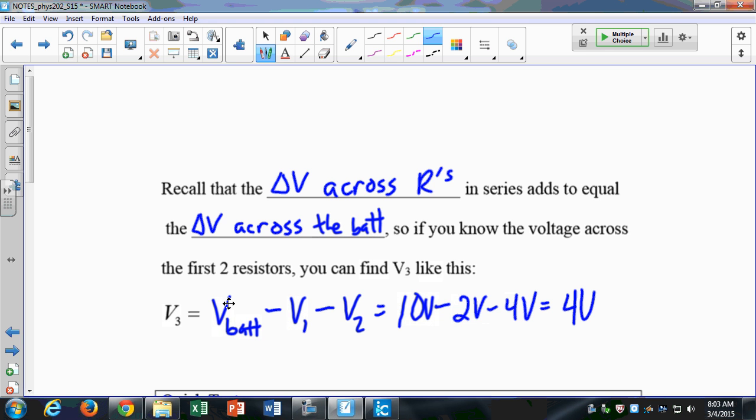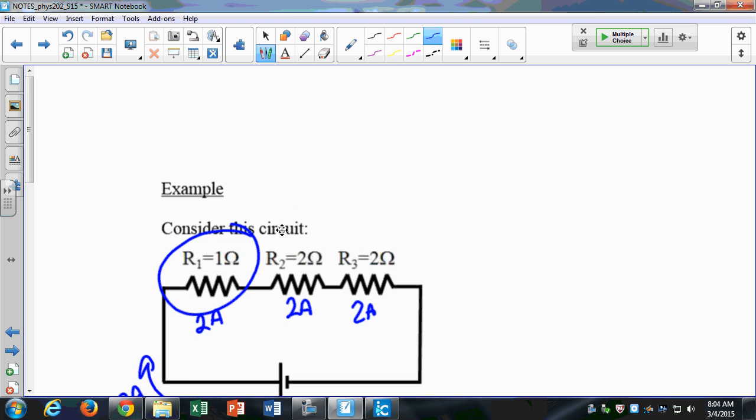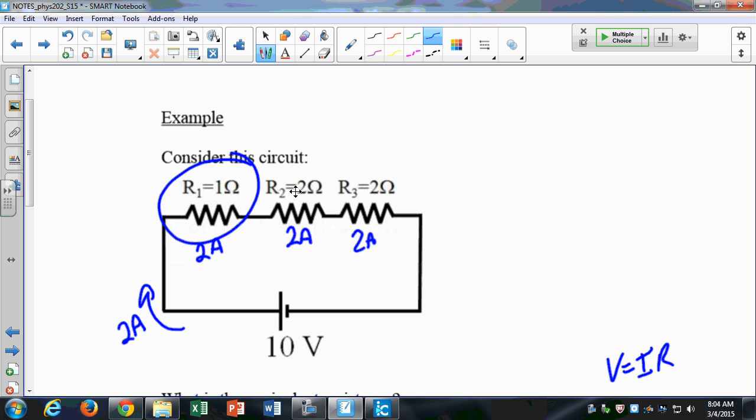Y'all follow what I mean? If I just know two of the voltages, let me go back to that picture. If all I know is this voltage is 2 volts, this is 4 volts, so I say 2 plus 4 is 6. I need another 4 volts to make 10, so this has to be 4. Right.